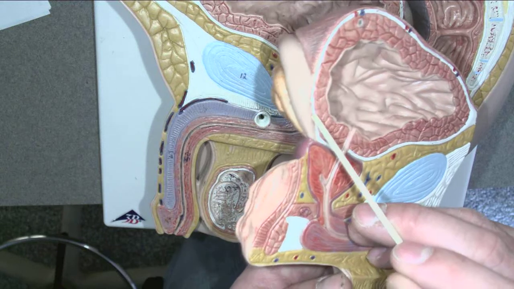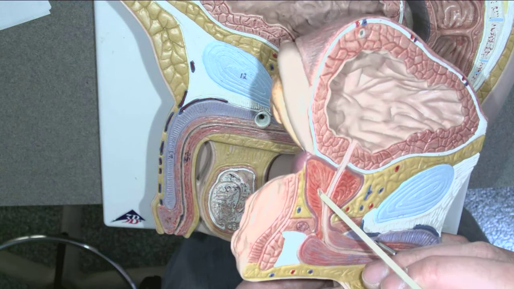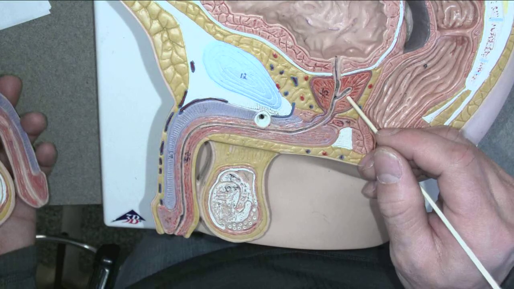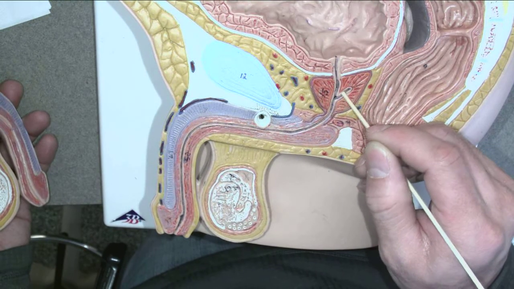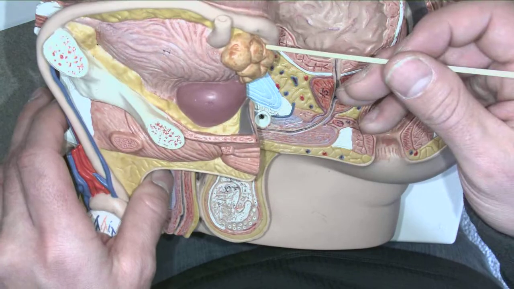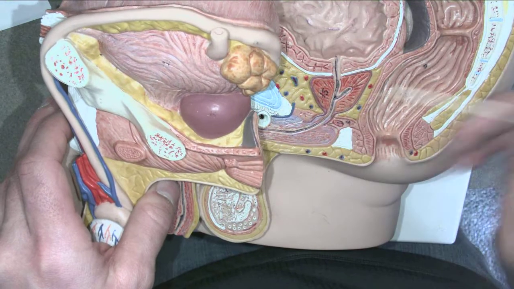So the secretions from the seminal vesicle and the prostate gland would drain into the ejaculatory duct along with the sperm cells carried from the vas deferens, and that would enter into the urethra and out the tip of the penis.